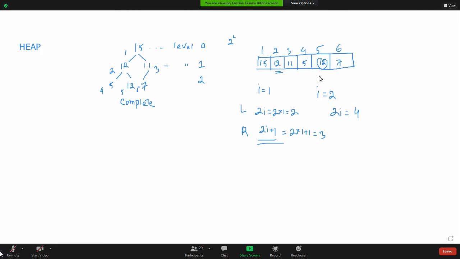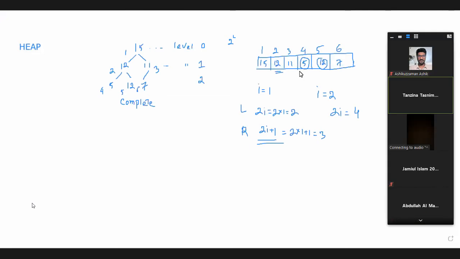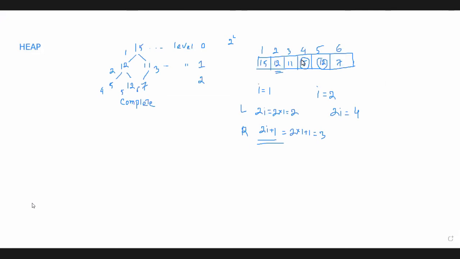What about the parent node? Suppose we want to find out the parent node of 5. By using 2i or 2i plus 1, we can find out the position of the left child and right child of a parent node. But now we want to find out the location of the parent of this child node 5. So here I equals 4. The position of the child node is 4.